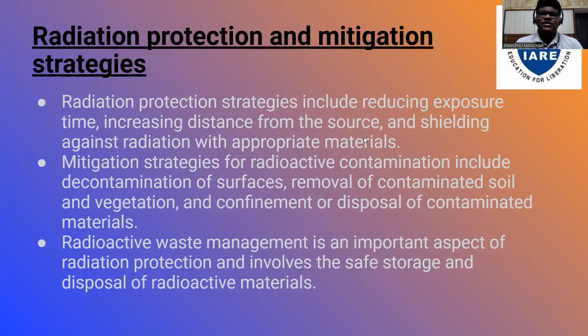Radiation protection and mitigation strategies. Radiation protection strategies include reducing exposure time, increasing distance from the source, and shielding against radiation with appropriate materials. Mitigation strategies for radioactive contamination include decontamination of surfaces, removal of contaminated soil and vegetation, and confinement or disposal of contaminated materials. Radioactive waste management is an important aspect of radiation protection and involves the safe storage and disposal of radioactive materials.